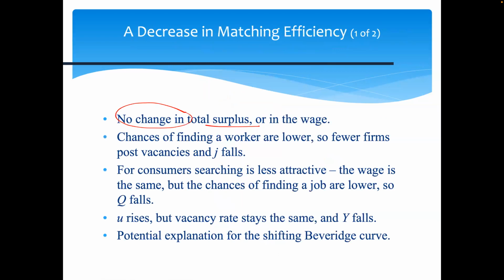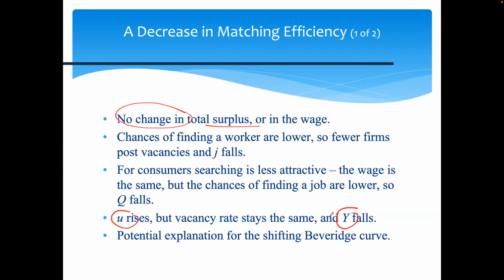There's no change in total surplus. The chance of finding jobs is going to be smaller, and then fewer firms are going to post vacancies. J is going to fall. For consumers, searching becomes less attractive. Why? Because the chance to find a job is smaller. Then Q is going to fall. Overall, unemployment is going to rise. Vacancy stays the same, but Y is going to fall. Why? Because there are fewer matches.